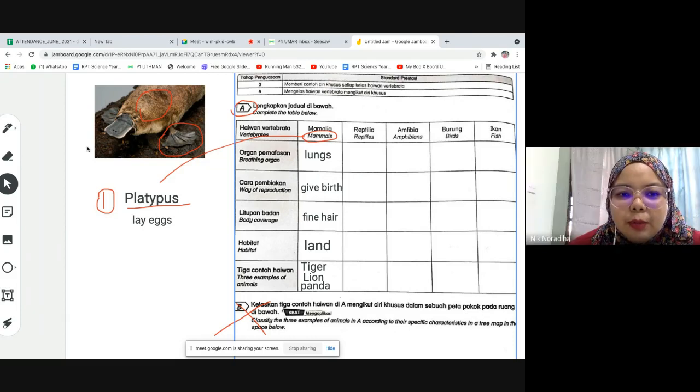Teacher, why does the platypus have such a sad face? That one is because Allah has created them that way. So, I can't really explain why their face is so sad, because it's Allah's creation. Allah created them that way. Okay.